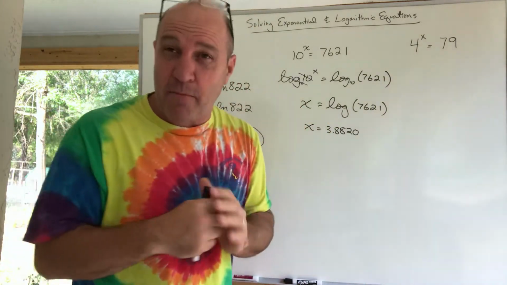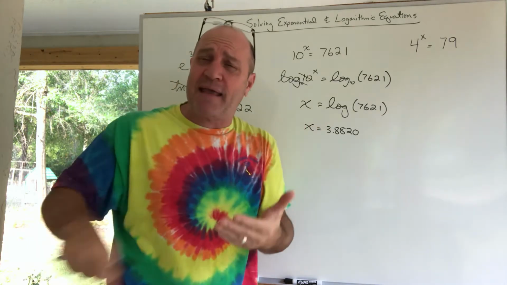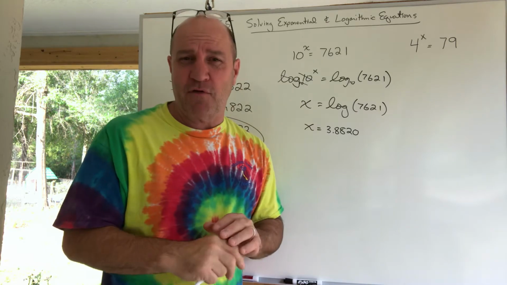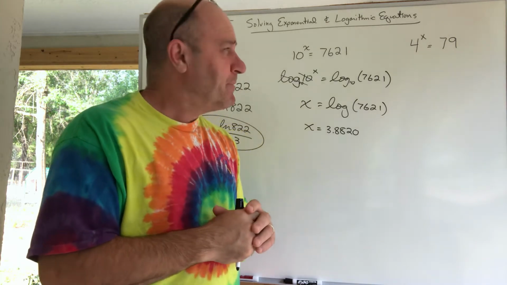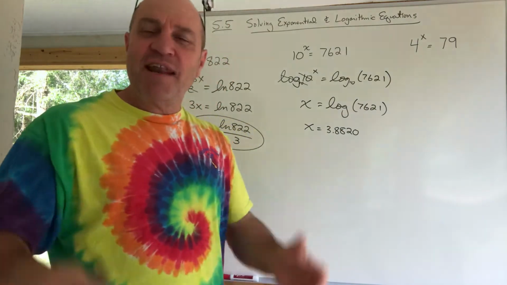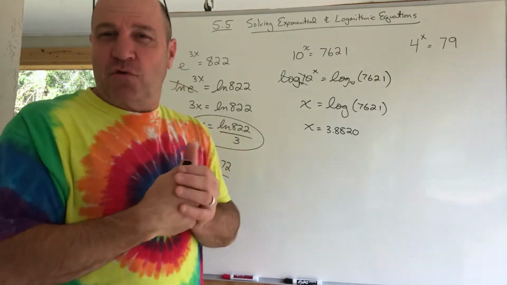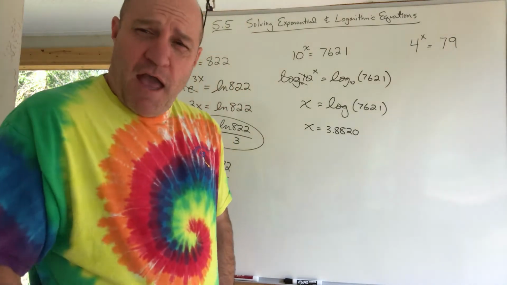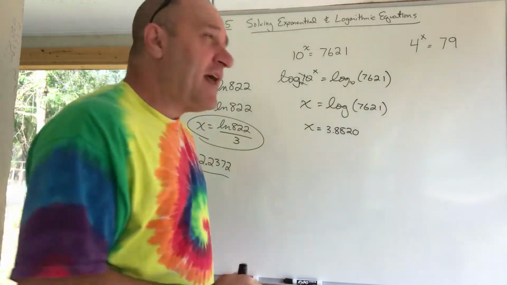I don't like log base 4 because there's not a button on my calculator. Although some of these modern calculators do have a button for that. But I want to change my strategy. My strategy is I want to use a natural log or a common log. And it won't kill the base, but watch what happens.